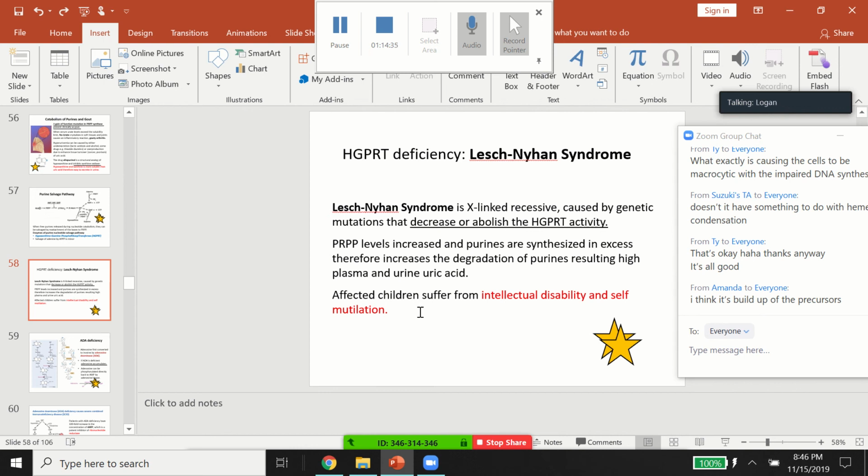Now, instead of just getting gout, with Lesch-Nyhan you get intellectual disability and self-mutilation. Self-mutilation is a huge hint. If you hear that on the exam, anything about somebody hurting themselves along with high levels of uric acid, that's it.